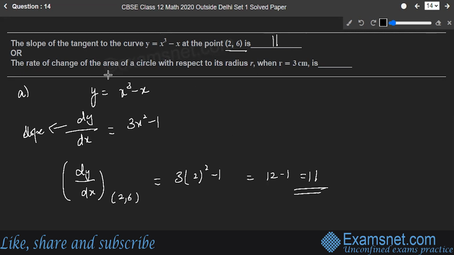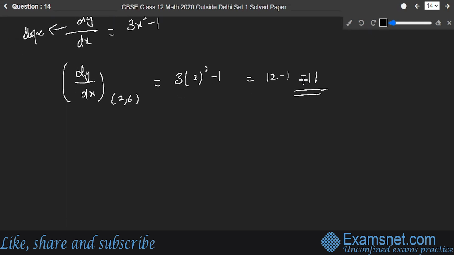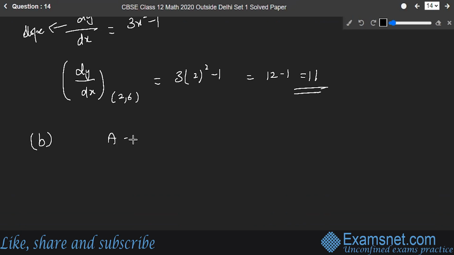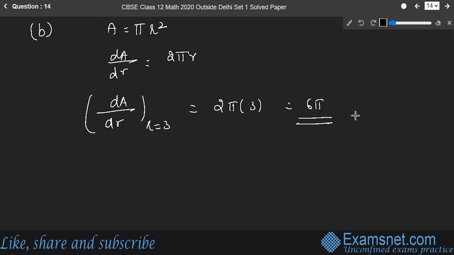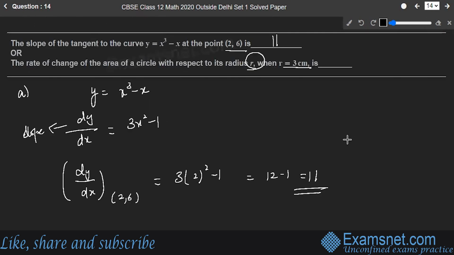Next, B part: the rate of change of the area of the circle with respect to its radius when radius is 3 centimeters. The area of the circle is given by pi r squared. Let's find the derivative with respect to r. You have 2 pi r. For r equal to 3, this gives 2 pi into 3, which is equal to 6 pi. So the answer is 6 pi centimeter square per centimeter, because this is the rate of change of area with respect to radius. Hope you got both these questions. So this is 6 pi.